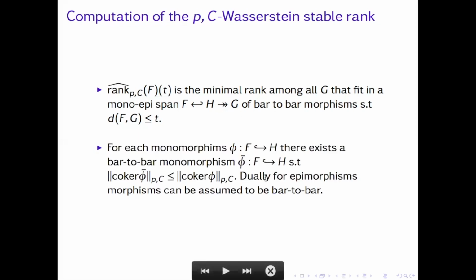And then the second step, and actually the most important, was to prove that for each mono epispan, there is a bar to bar one, which has a smaller or equal cost, so at a smaller or equal distance. These bar to bar morphisms are morphisms that map each bar in a barcode decomposition to just one bar in the barcode decomposition. So these are maps that preserve the barcode decomposition in some sense, that send just bars to bars. You cannot send one bar, so one generator, to two different generators in the other module.